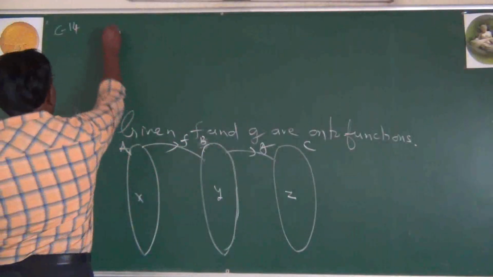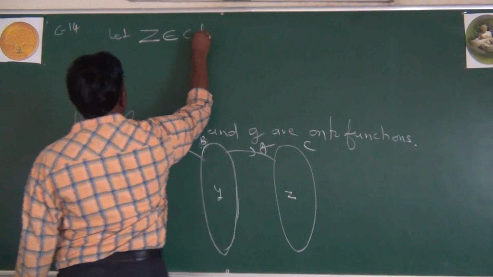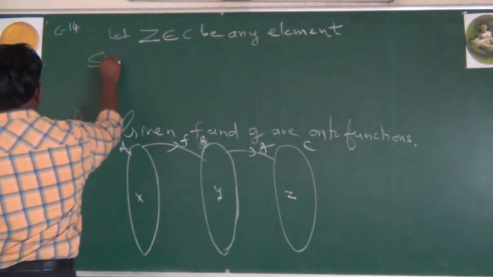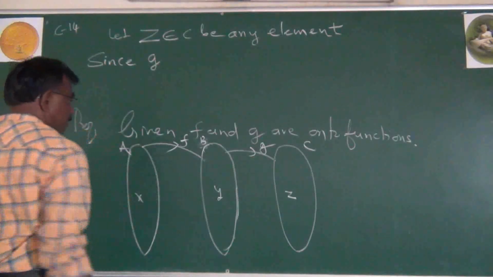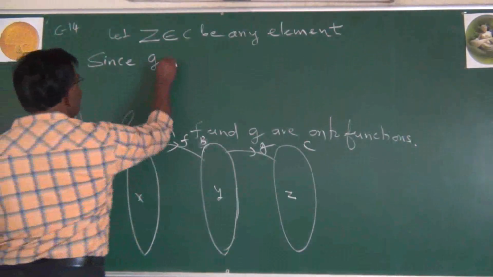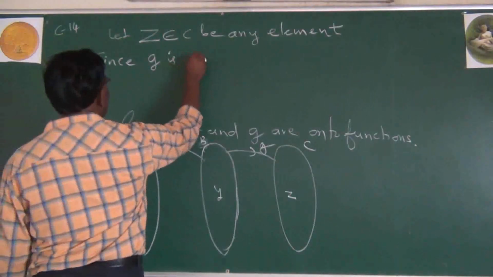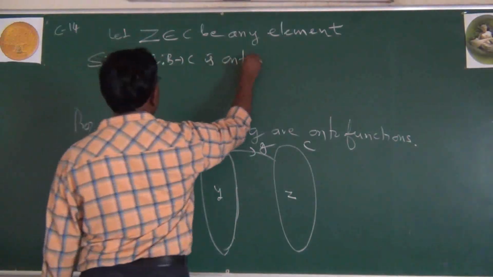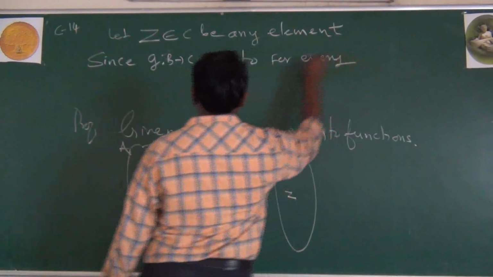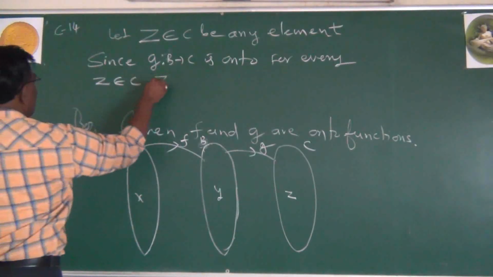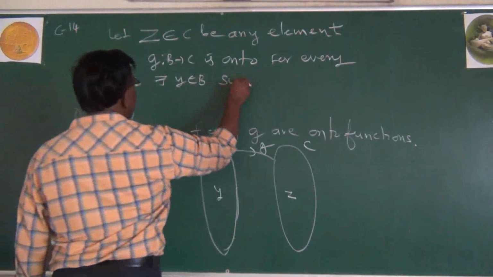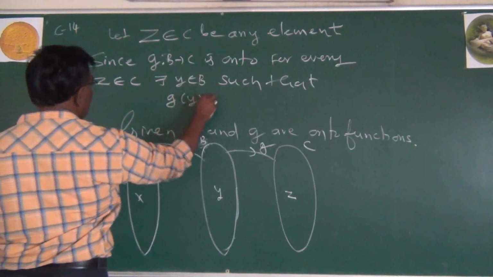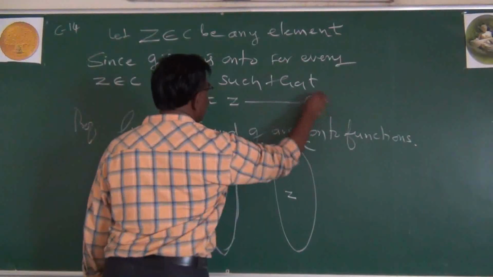So let z belonging to C be any element. Since g from B to C is onto, for every z belonging to C there exists y belonging to B such that g of y equal to z. We call this equation 1.